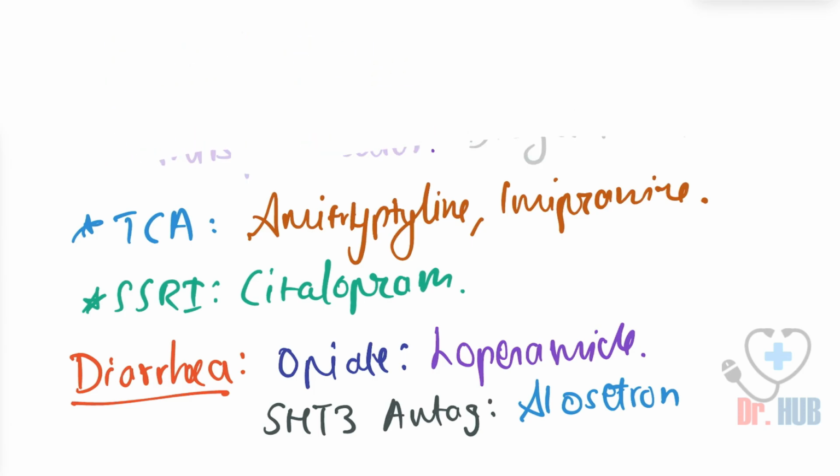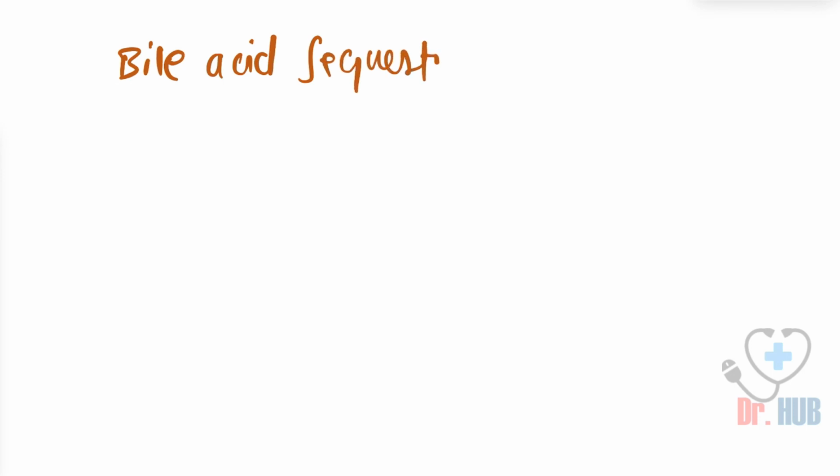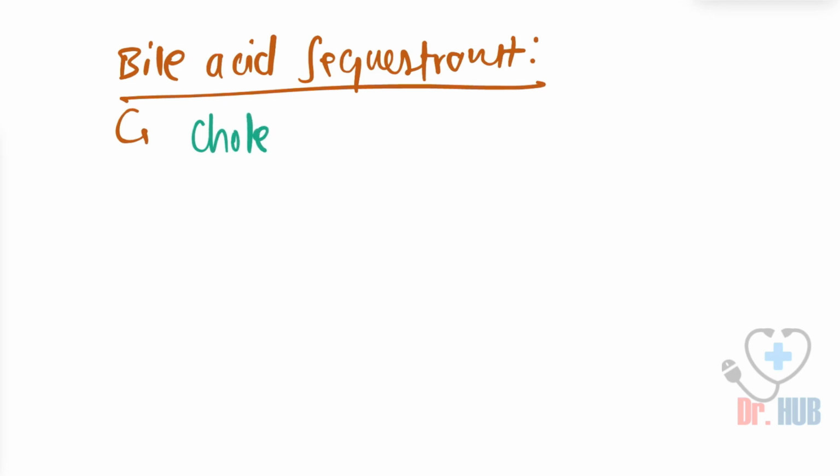Next, we are going to continue with diarrhea. We saw last it was the 5-HT3 antagonist. And next, we also have the bile acid sequestrant. Under the bile acid sequestrant, it includes cholestyramine, the cholestyramine resin.